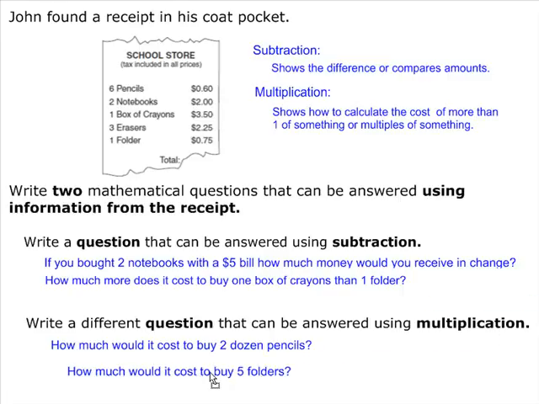And then here's a second one. How much would it cost to buy 5 folders, a multiple of folders? So we've given 2 examples for each of these when we just need a single question. But again, I just did that to give you several examples.